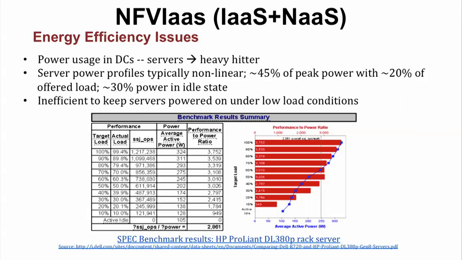Specifically for NFV IaaS, let's look at some of the energy efficiency issues today. If you look at power usage in data centers, especially as we are transforming to NFV, it's all about servers, and servers are the biggest consumption of energy. If you look at server power profiles, as you can see here, they're heavily non-linear. 45% of peak power is consumed at 20% of offered load, and notably, the biggest one is around the idle state, where you can see that approximately one third of the power is being consumed in the active idle.